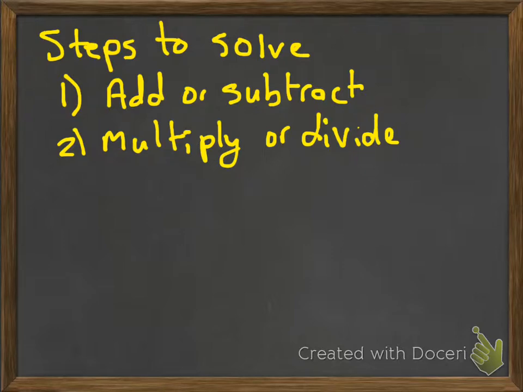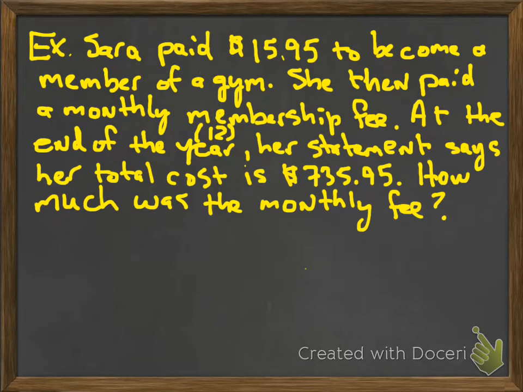So let's look at a word problem. Bam, there's a word problem. Okay, Sarah paid $15.95 to become a member of a gym. She then paid a monthly membership fee, and at the end of the year, let's say 12 months, because I forgot to write that in there, her statement says her total cost is $735.95. How much was the monthly fee?